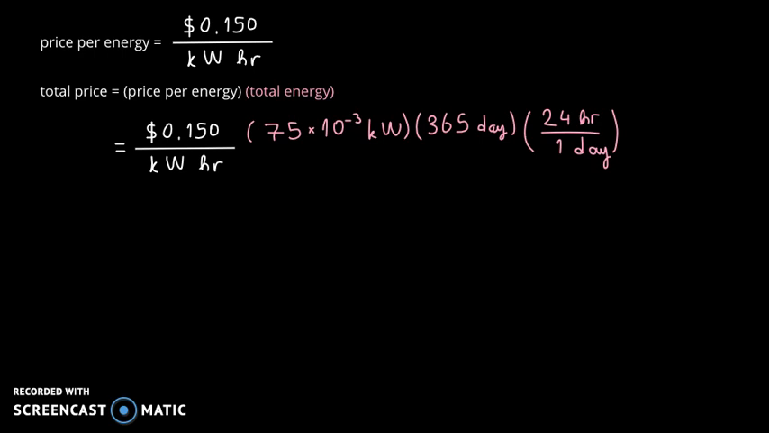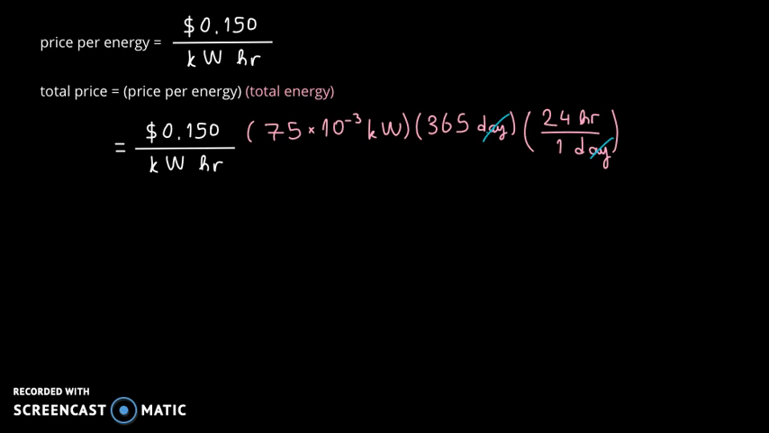That's 1 year. And I want my units in terms of kilowatt hours. That's why I converted the watts into kilowatts. And I'm multiplying that by the number of hours in a year. So we have 365 days in a year, and each day is 24 hours. Days cancel for the time, and we are left with kilowatt hours.